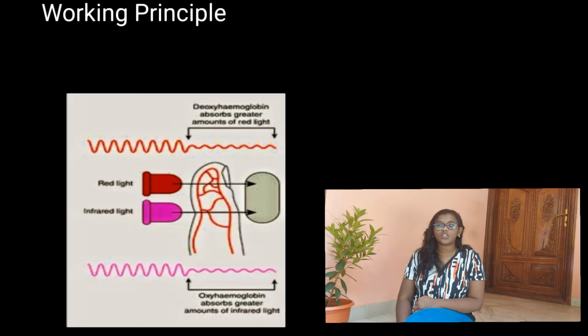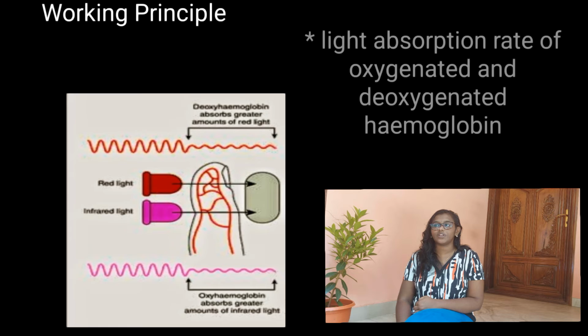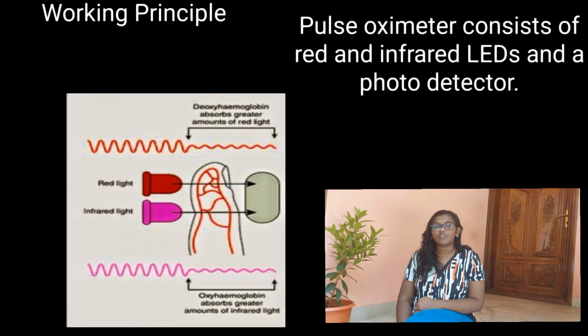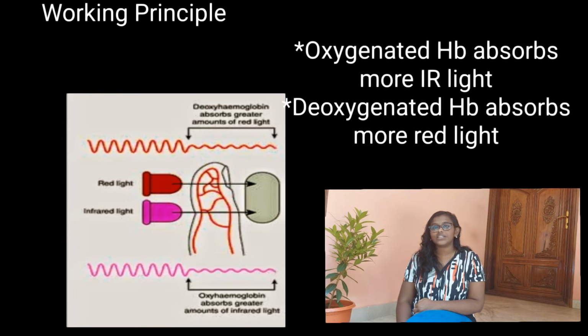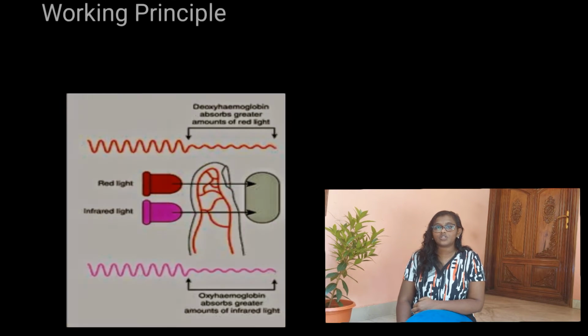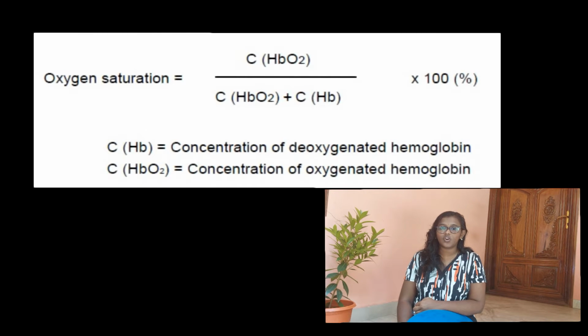It works based on the difference in the light absorption rate of oxygenated and deoxygenated hemoglobin. A pulse oximeter consists of red and infrared LEDs and a photodetector. Oxygenated hemoglobin absorbs more infrared light, whereas deoxygenated hemoglobin absorbs more red light. Oxygen saturation can be calculated as the concentration of oxygenated hemoglobin divided by the sum of the concentrations of oxygenated hemoglobin and deoxygenated hemoglobin. Now moving on to the operation of the pulse oximeter.